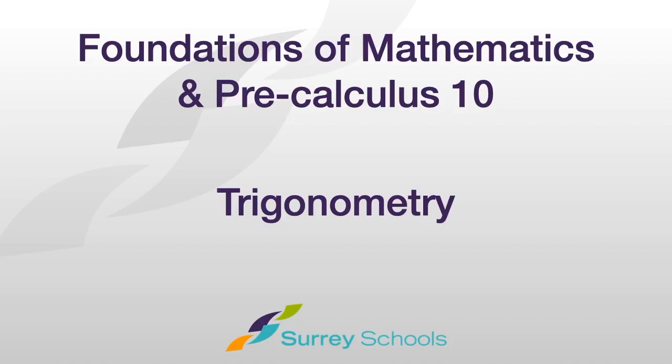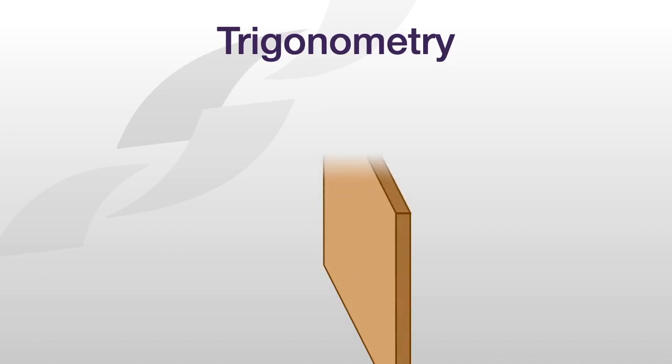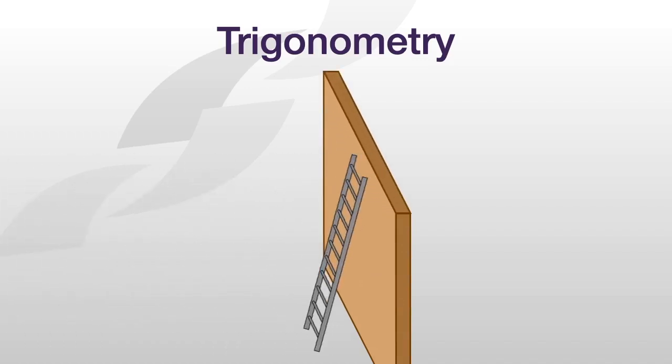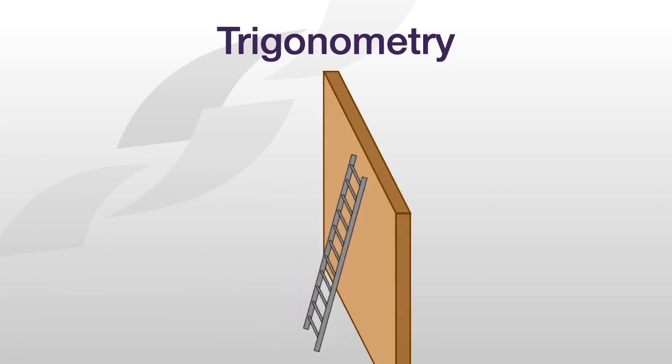In this video, we'll be exploring something called trigonometry, which comes from Greek words meaning to measure triangles. Among other uses, trigonometry was used to solve problems involving measurement, especially when it is not easy to measure something directly. For example, we'll explore how to place a ladder in a safe position.